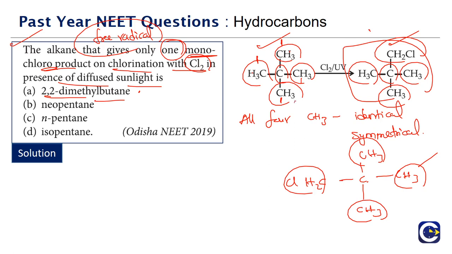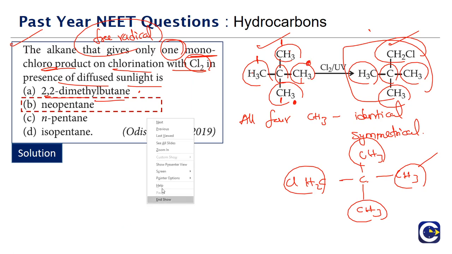In fact, if you replace the hydrogen from this carbon, you are also going to get the same product, which means what? We got our answer. The neopentane is going to give us just one monochlorination product.